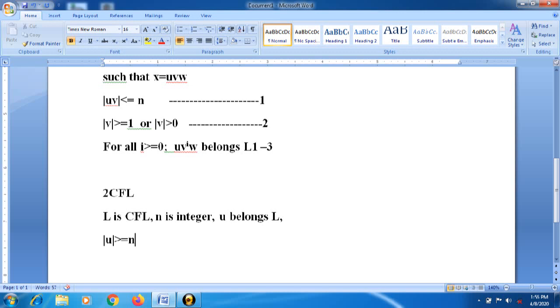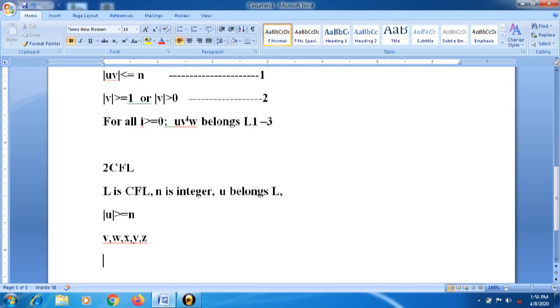There are strings we have to consider here as V, W, X, Y and Z. We have to check these 5 strings which are part of the given string U. If that part is satisfied, then that total string comes under the given context free language. For satisfying these conditions, we require 4 possibilities. First one, U is equal to V, W, X, Y, Z. This is our first case.